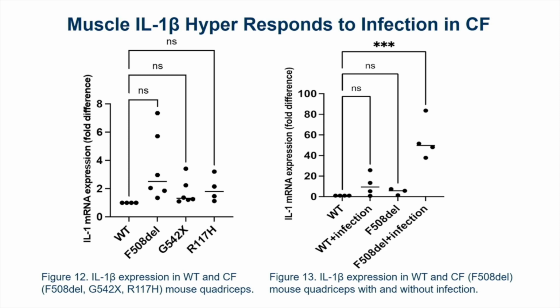Next, we looked at IL-1 beta expression, and IL-1 beta is another myokine that regulates inflammation. And looking at figure 12, we can see that basally IL-1 beta is not upregulated or downregulated in any of the CF genotypes when comparing them to the wild-type mice. However, we find that when infection is introduced into the story, IL-1 beta becomes quite significantly upregulated in the CF mice. It's quite a drastic upregulation that we observe. So this suggests that IL-1 beta expression becomes hyper-responsive to infection in our CF mice.